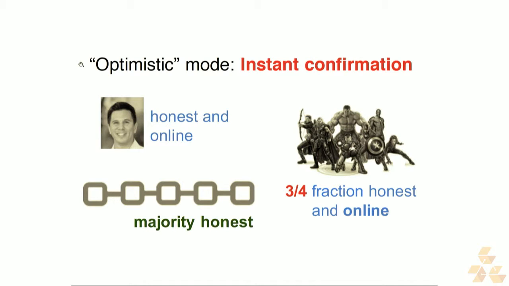What I want is that if this guy is honest and online and actually working properly, if the accelerator is working properly, and out of the people I selected to the committee, 3/4 are honest and active, then we're going to get instant confirmation. It's going to be as fast as just the first step of these protocols.